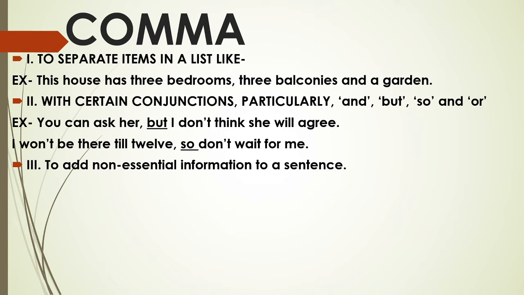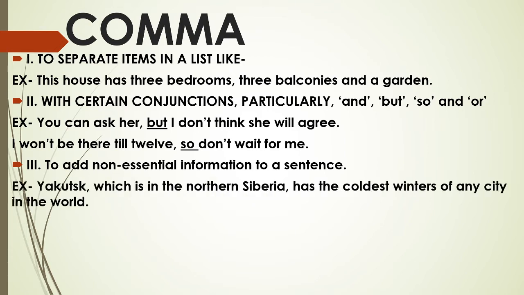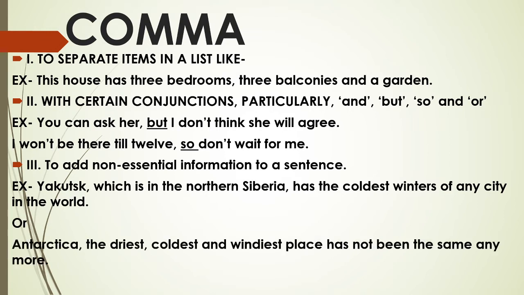Also to add non-essential information to a sentence. Now here, non-essential means you could remove the information and the sentence would still make some sense, and it will have the same basic meaning. This is common when you use an adverb or linking phrase at the start of a sentence. For example, Yakutsk, which is in northern Siberia, has the coldest winters of any city in the world. Or Antarctica, the driest, coldest and the windiest place, has not been the same anymore.